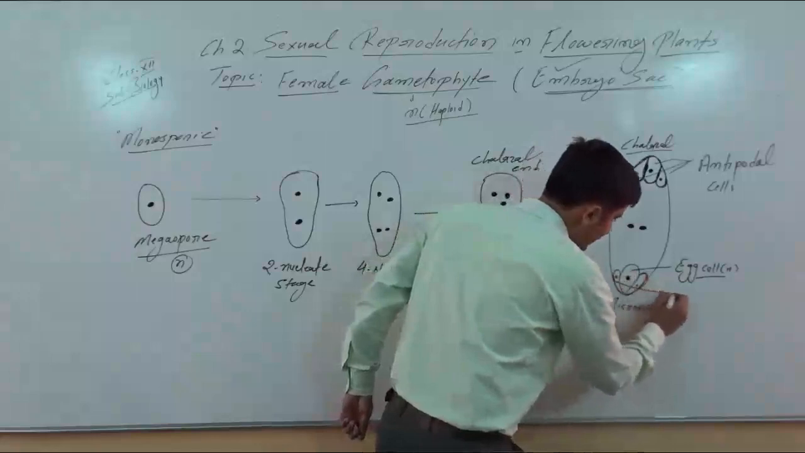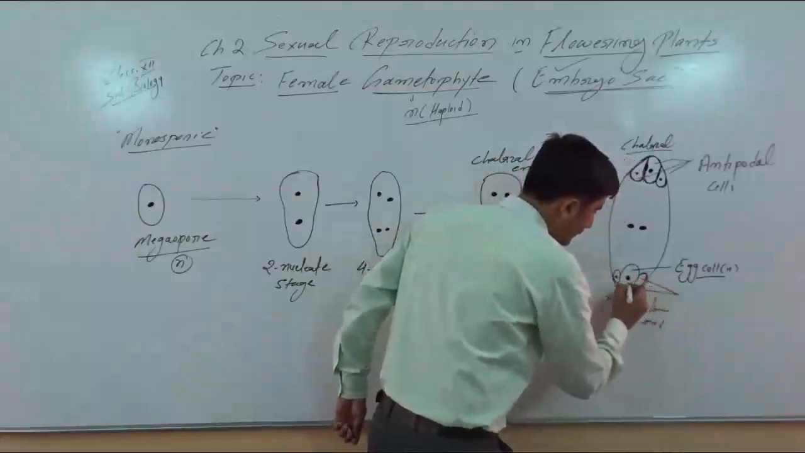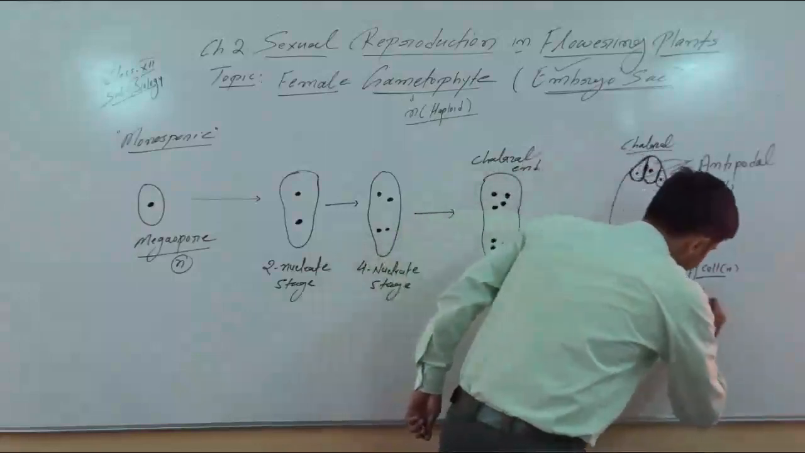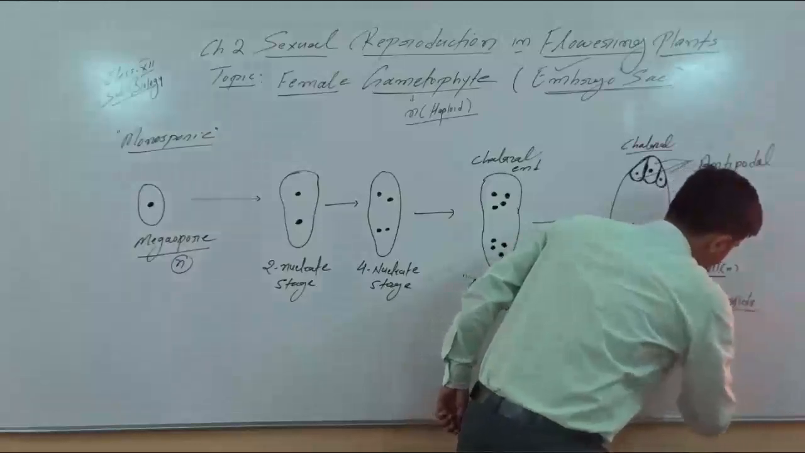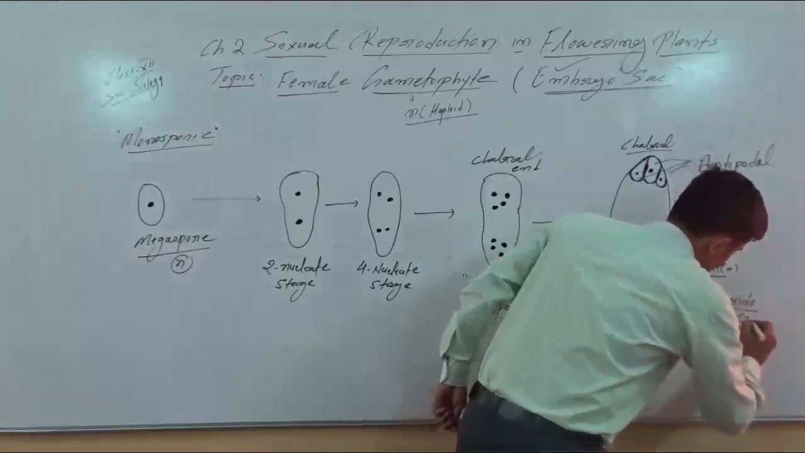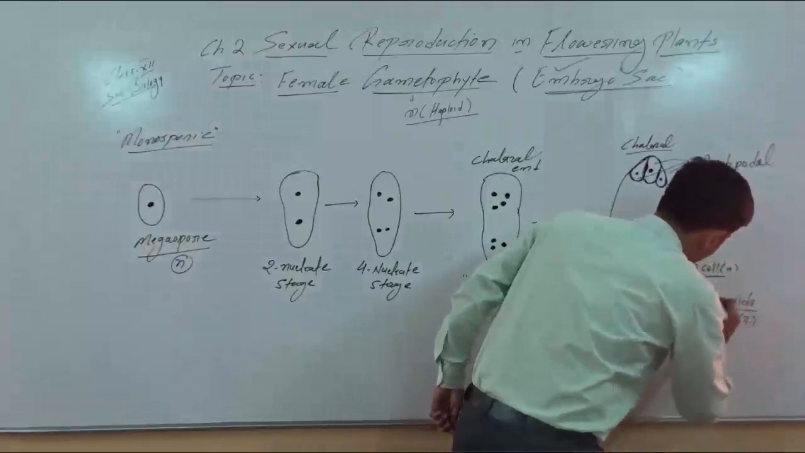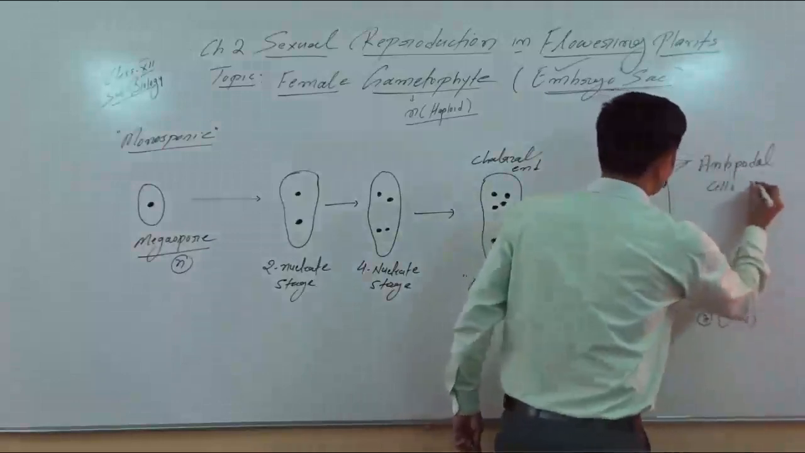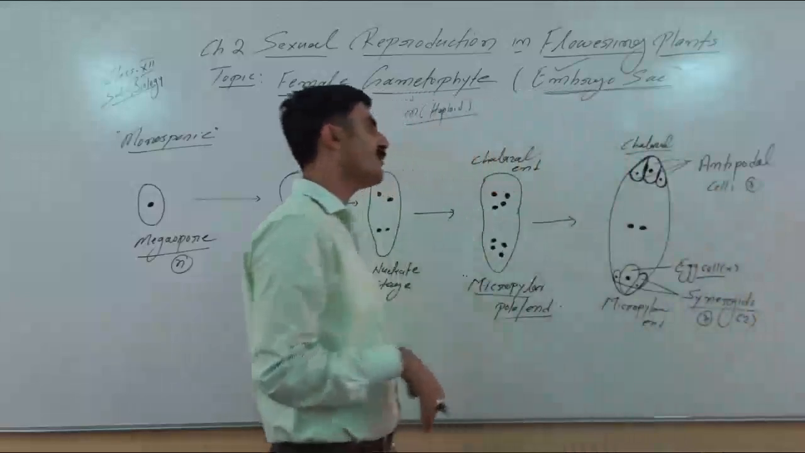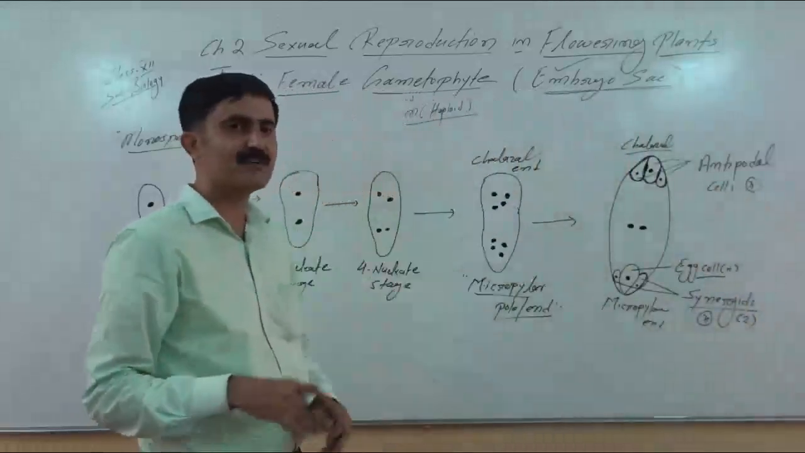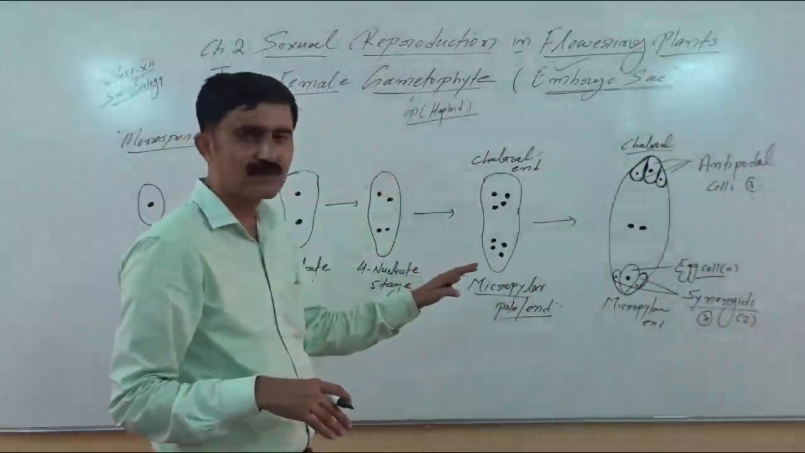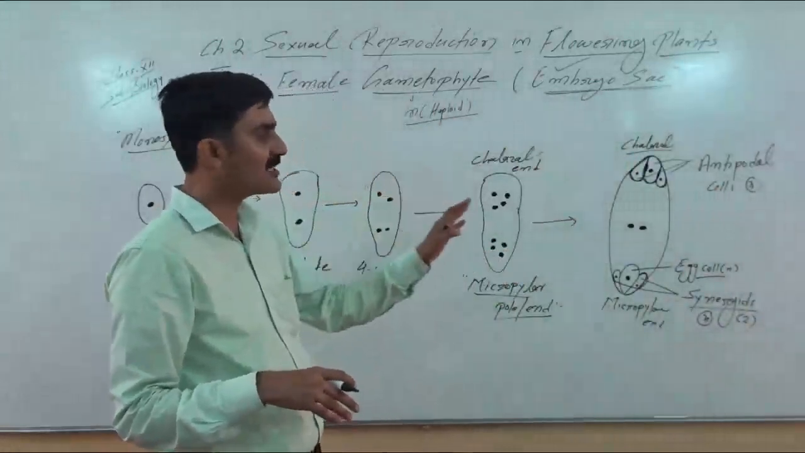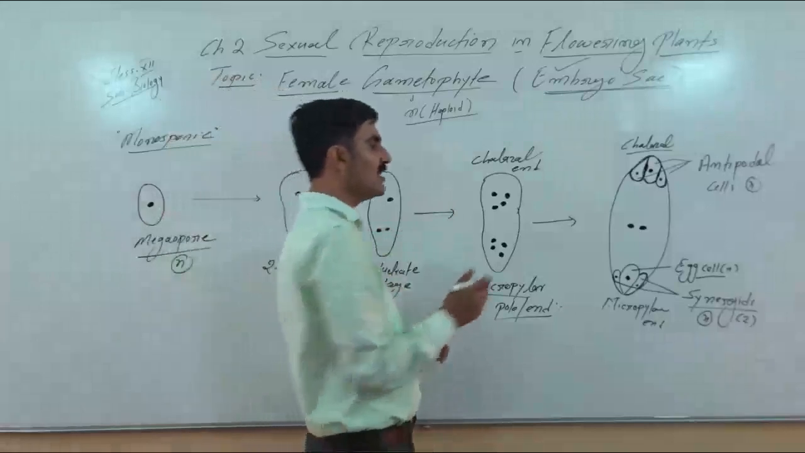These 2 cells are called synergids. These cells are called synergids. 2 synergids. These cells are also haploid cell. Antipodals are also haploid. So you must remember the ploidy of this cell. All the cells present within female gametophyte or embryo sac are haploid. This is very important to remember. All the cells present within embryo sac are haploid.